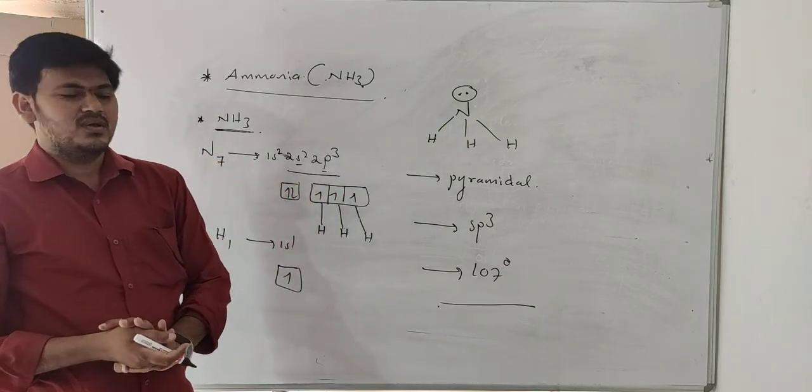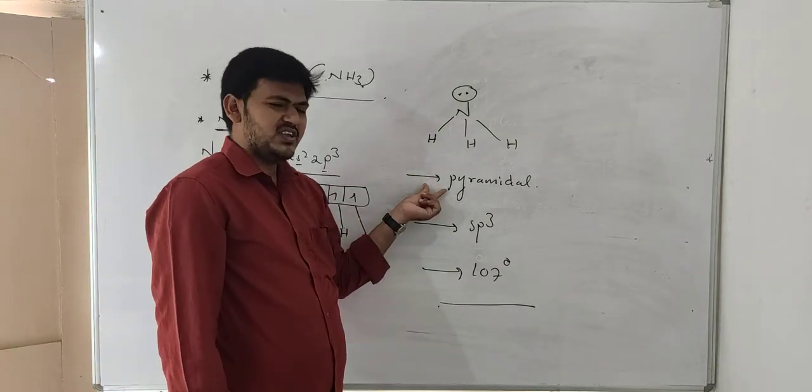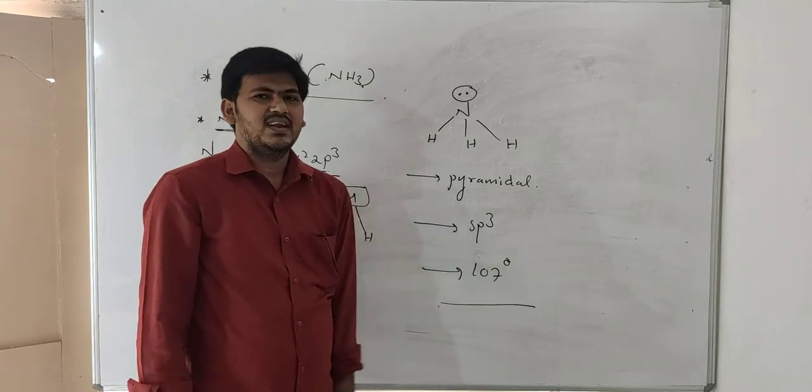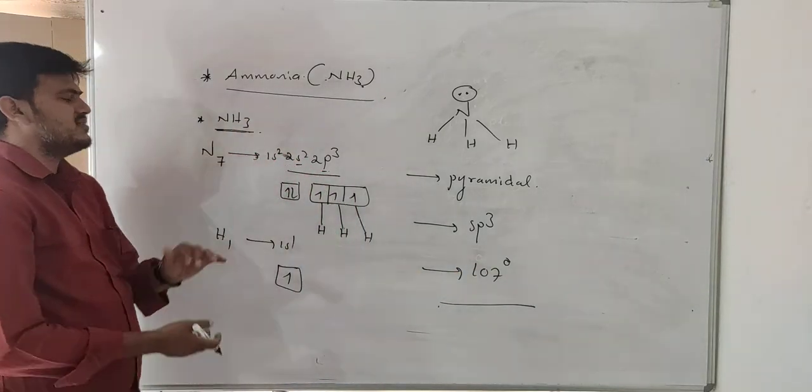Lone pair and bond pairs. So the shape of the molecule is pyramidal, and the bond angle is 107 degrees. So this is ammonia.